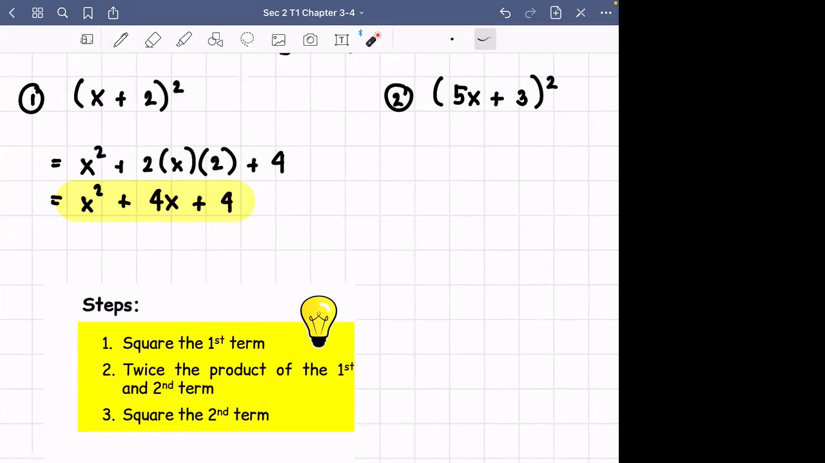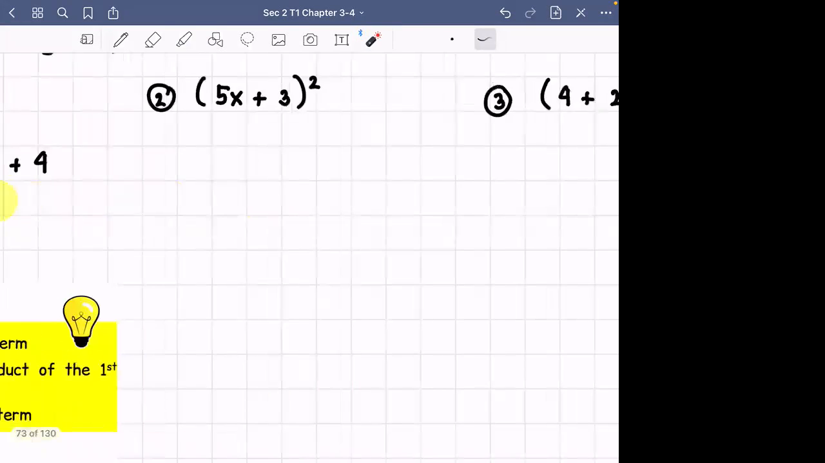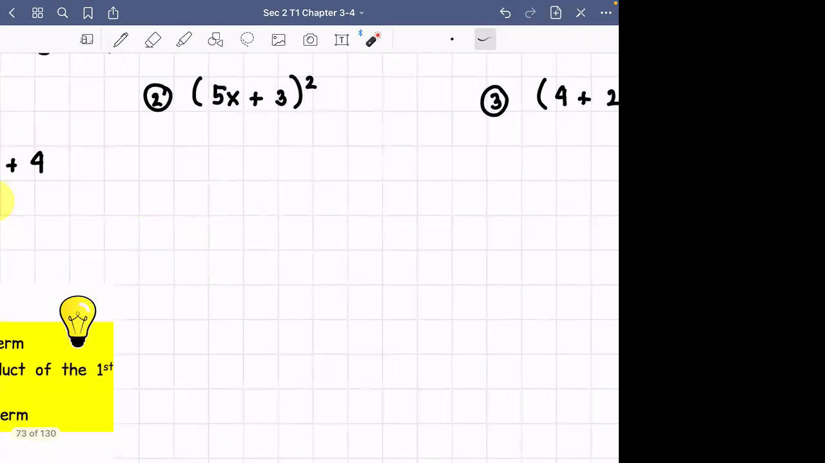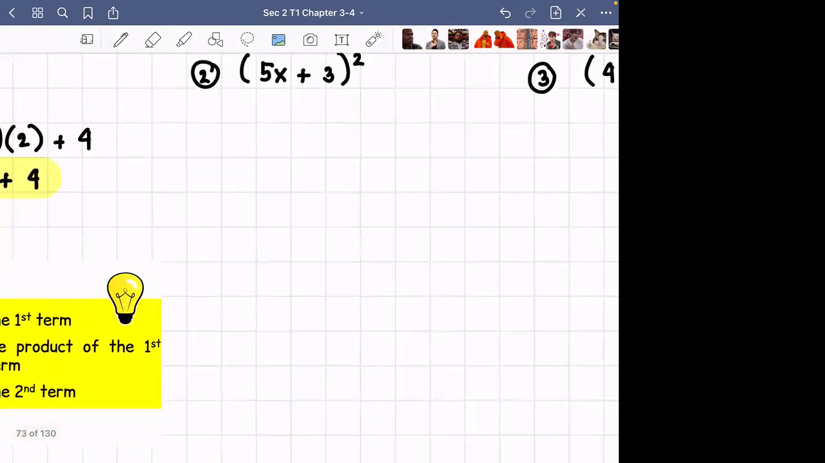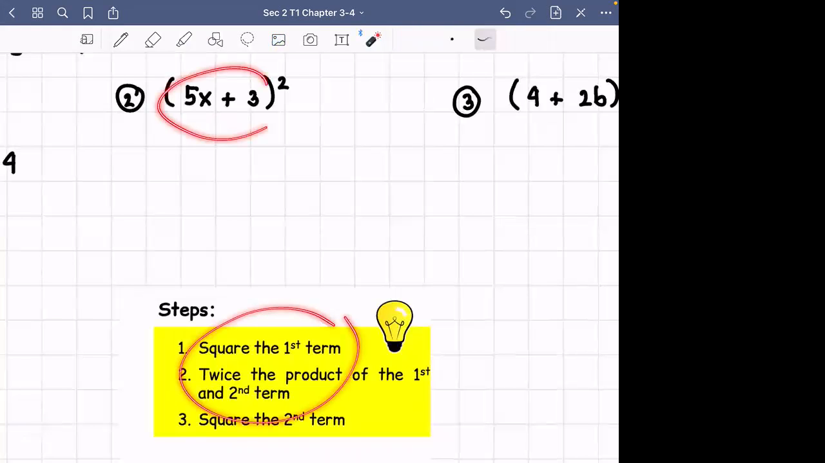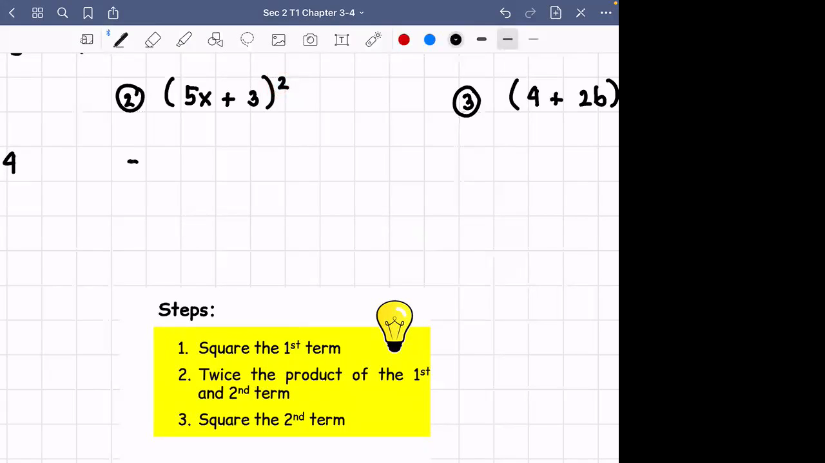So let's have another one. Let's have number 2, letter B. Your steps are here and your question is here. We have 5x plus 3 squared, or raised to the second power. Again, the first step is to square the first term. What is your first term here? It's 5x, right? What is the square of 5x?